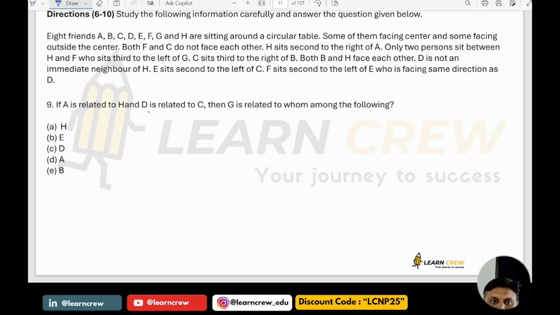A is related to D. A is related to H. D is related to C. Then G is related to B. G is related to B. B is the answer.